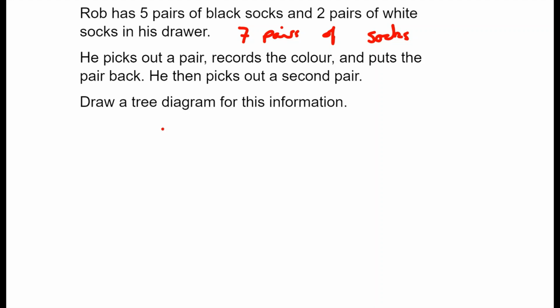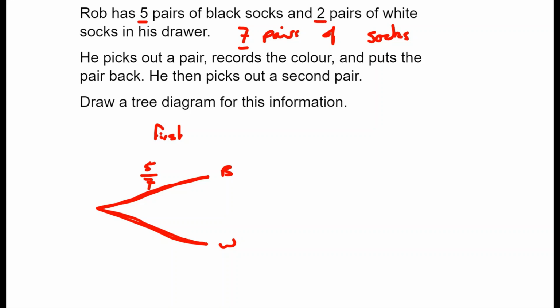So his first pick, there are 2 options. He can either pick black or he can pick white. Now we can work out the probability, and on the branches is where we write these probabilities. The probability of picking a black: there were 5 black out of a total of 7, so we can write that as the fraction 5/7. Similarly, we've got 2 pairs of white socks, and again the total is 7, so we've got 2/7.